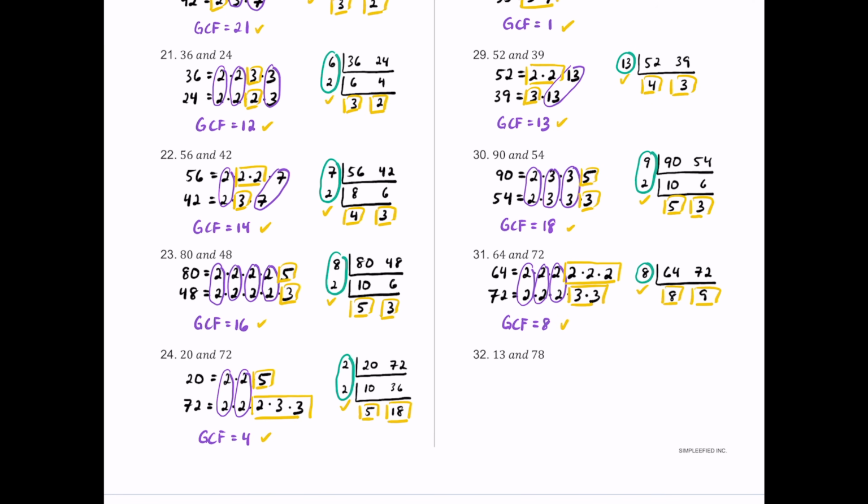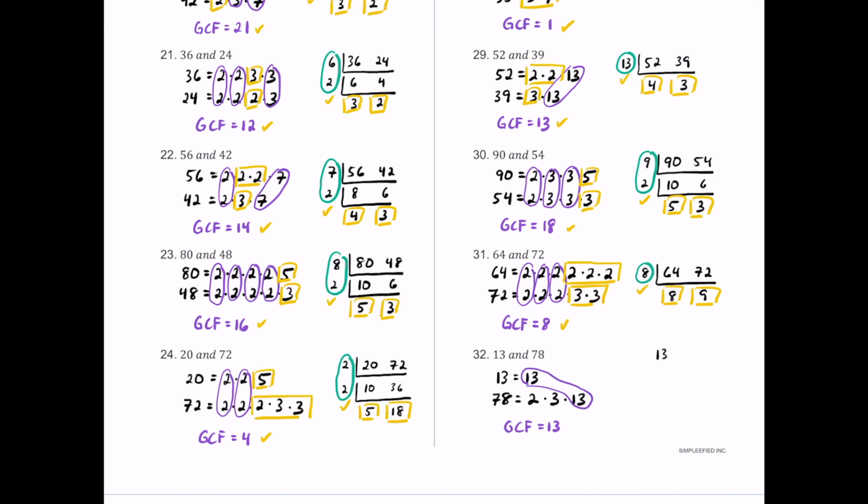Finally, for number 32, we have 13 and 78. 13 is a prime number, so easy peasy. That's 13, and then 78, I think we can take half of that, so we divide it by 2, that's 39. Divide that by 3, so it's going to be 13. So we have 13s as our common prime factor. I think that's it. And so the GCF here is going to be 13.